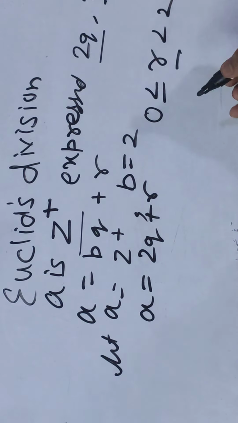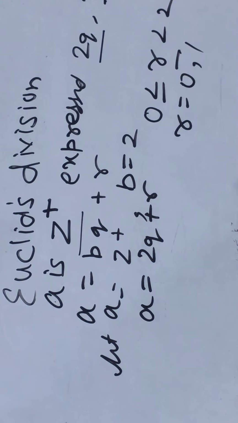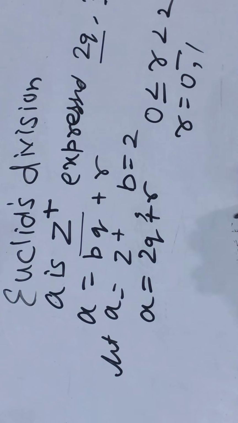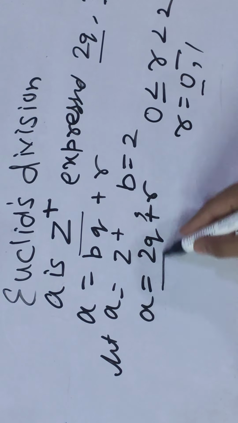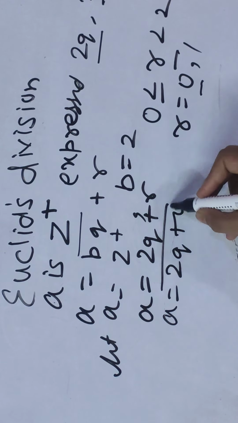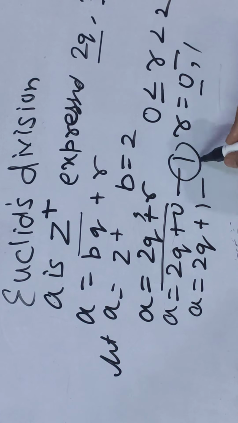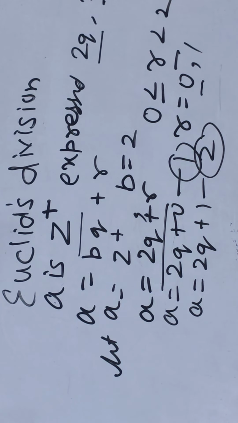So it means that there will be two possibilities. Either r will be 0 or 1, according to this. So if we put r as 0 and r as 1 in this equation, we arrive at a equals 2q plus 0, and a equals 2q plus 1. This is the first equation, this is the second equation. Now the question is completely done.